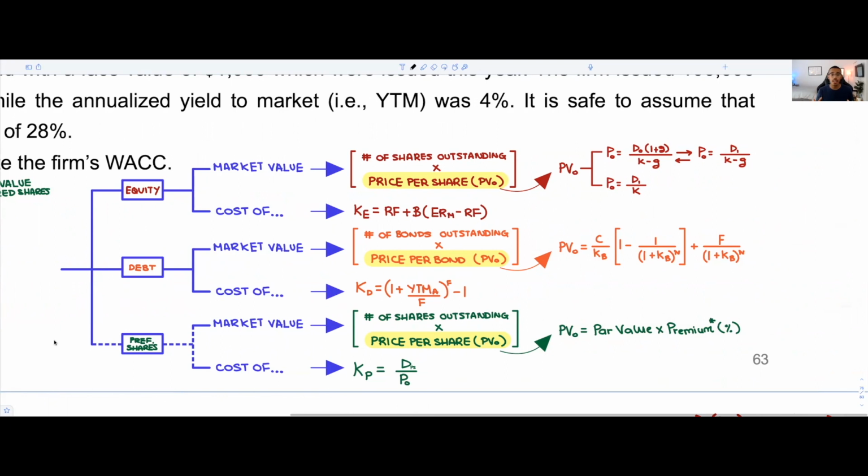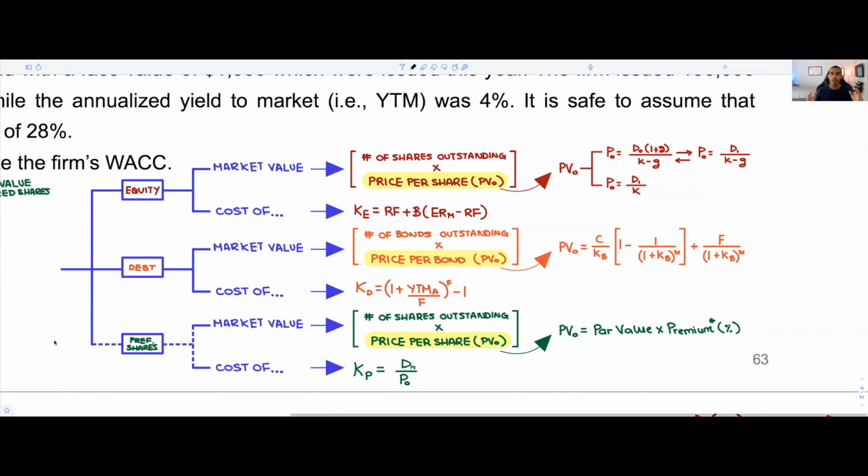Now, debt, once again, could also be divided into two sections, the market value of debt and the cost of debt. Let's begin with the market value of debt. If you want to find it, it's very straightforward. You're going to take the number of bonds outstanding, so how many bonds were issued, multiplied by the price of the bond. Now, if the bond was not issued at par, in other words, $1,000, you're going to need to solve for the price of the bond.